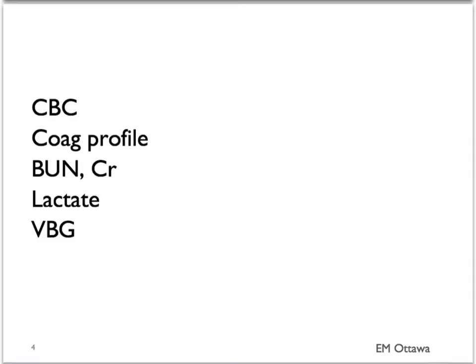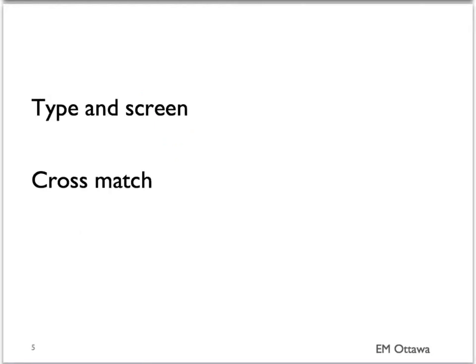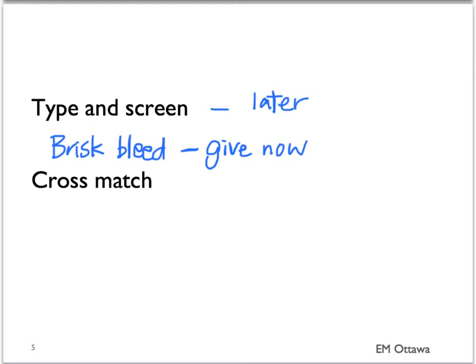Therefore, to summarize, in patients who are having active GI bleed, a CBC, coagulation profile, and BUN creatinine are fairly standard. In patients that we're worried about a sicker pathology such as ischemic colitis, a lactate and a VBG would be helpful. In patients with GI bleed, we often do a type and screen in case we have to give them blood later. In patients with brisk GI bleed, if we want to give them blood now, you'll want to cross-match them for a few units of packed red blood cells. We'll discuss that further in the treatment videos.